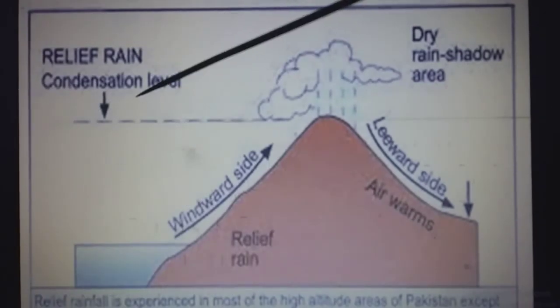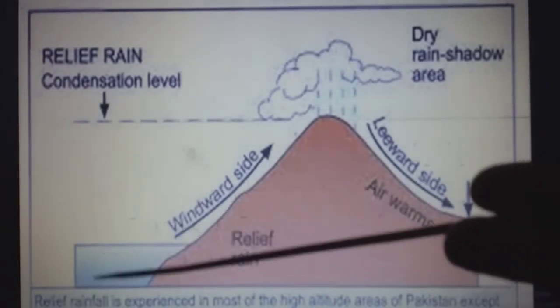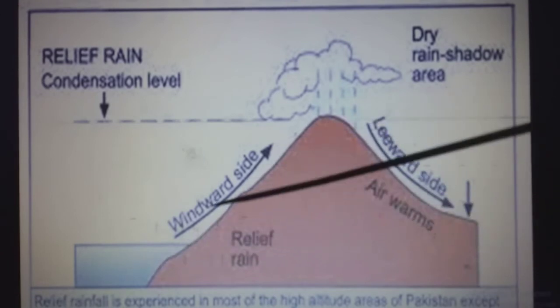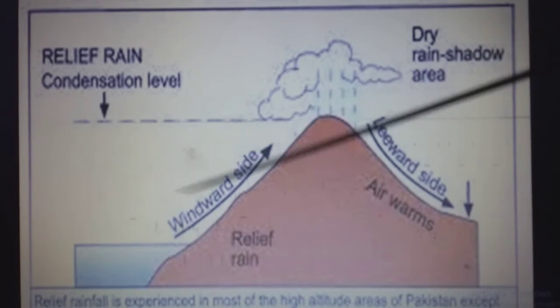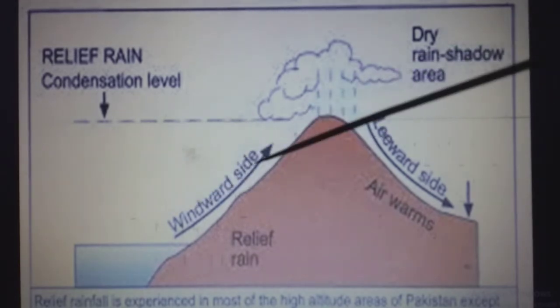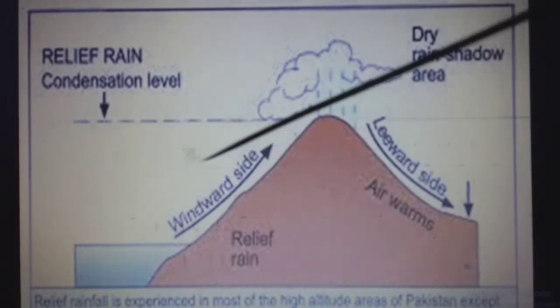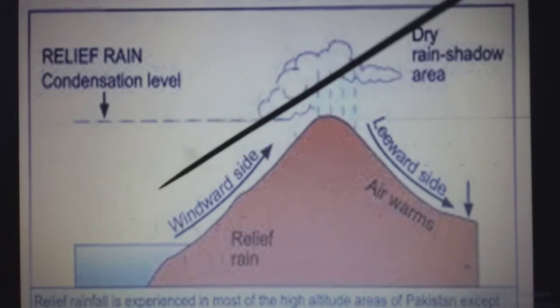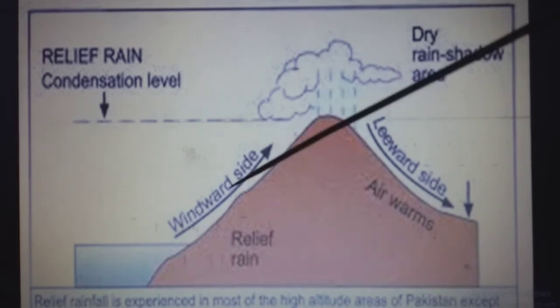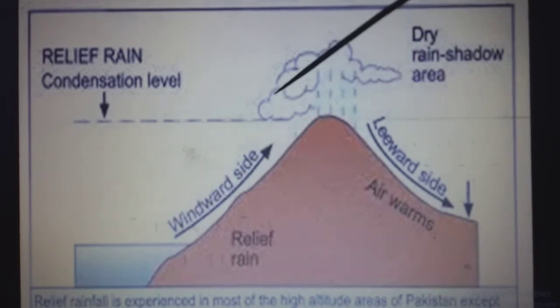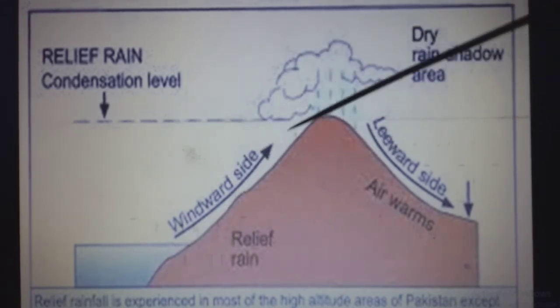Now, this is relief rainfall. See, moisture laden winds are blowing upwards from this side of the mountain. This side, which comes in contact with the moisture laden winds first, is called the windward side of the mountain, meaning this is the area that the wind is blowing towards. The wind blows upwards, condenses, cools down, forms clouds, and gives a lot of rain on this side of the mountain, the windward side.